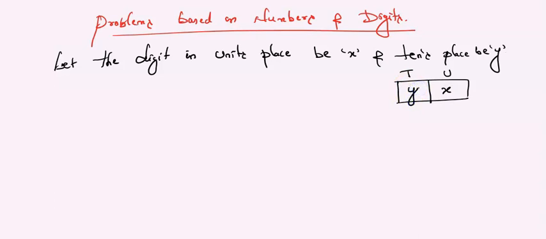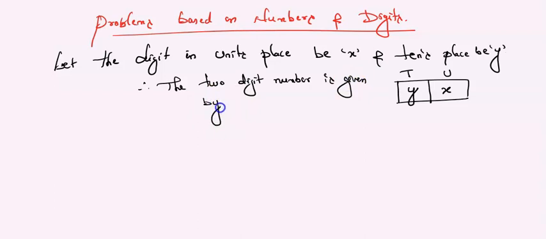Then what happens? The two digit number is given by, as you can see, in tens place we have y, so we write 10y plus x. 1 into x, that is x. So this is your first case. When you assume x in the units place and y in the tens place, the two digit number we get is 10y plus x.